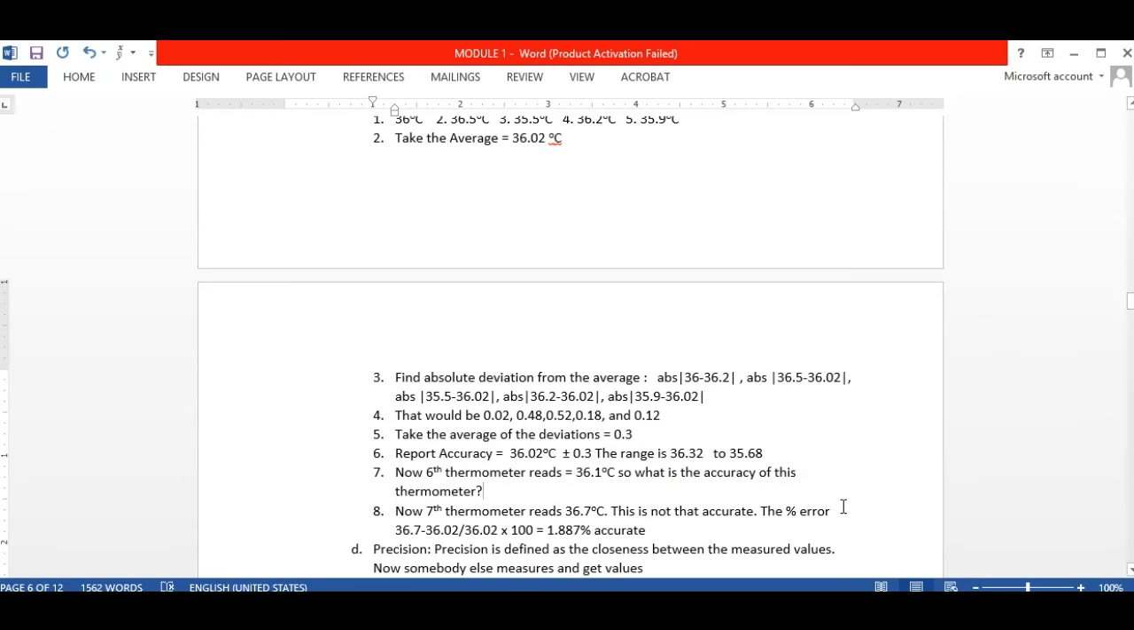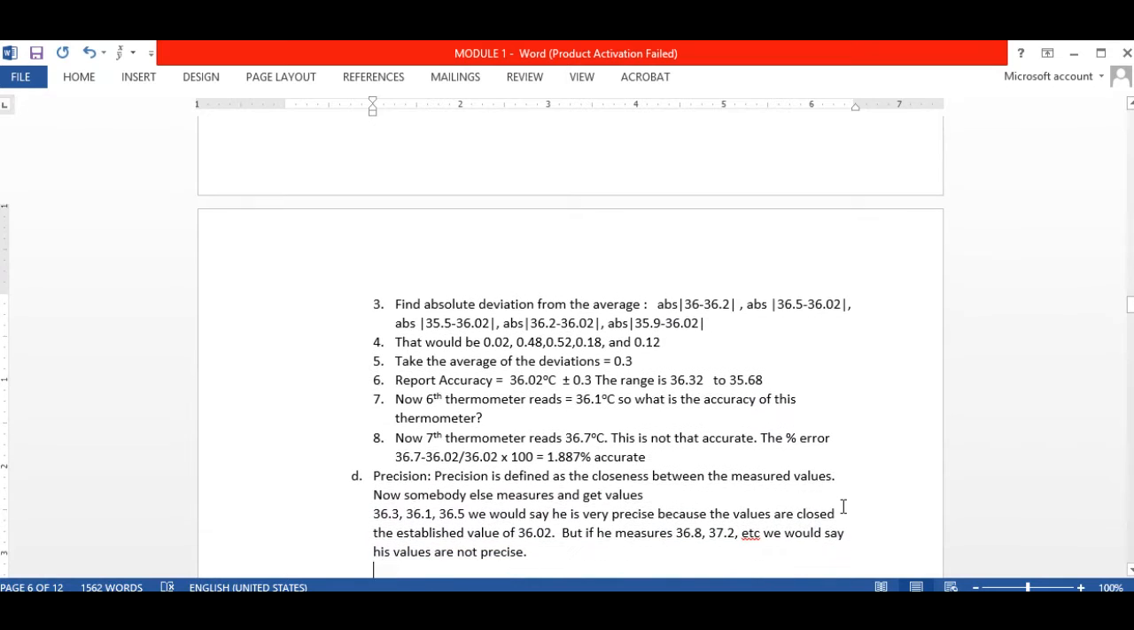So you mean, doctor, by the average of the deviation, we can know the range of the good? Yes, very good. Just a simple example. I hope everybody understands.